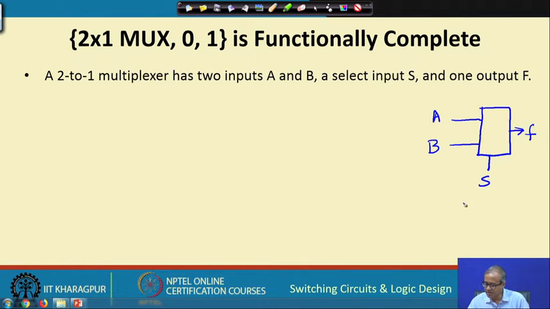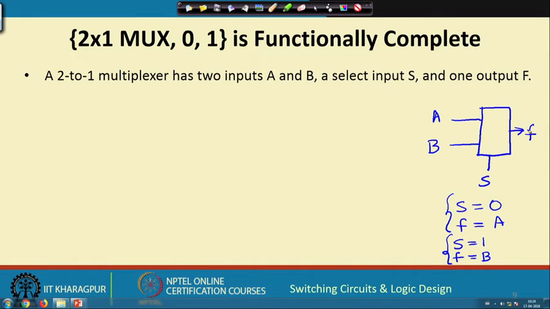So, how does it work? If the select input is 0, then the output will be equal to A. The first input will be copied to the output. But if S equal to 1, then the second input will be copied. So, it is like a controlled switch. Depending on what I apply to S, either A is switched or B is switched. Okay? Let us see whether this is functionally complete. Here we have mentioned another thing, that I need both constant 0 and constant 1 to make it functionally complete.